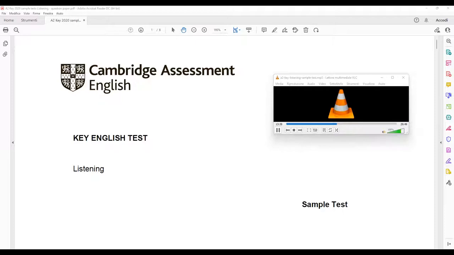Now look at part 4. For each question, choose the correct answer. 16. You will hear a woman talking to her friend about why she's bought a motorbike. Why did she buy it?